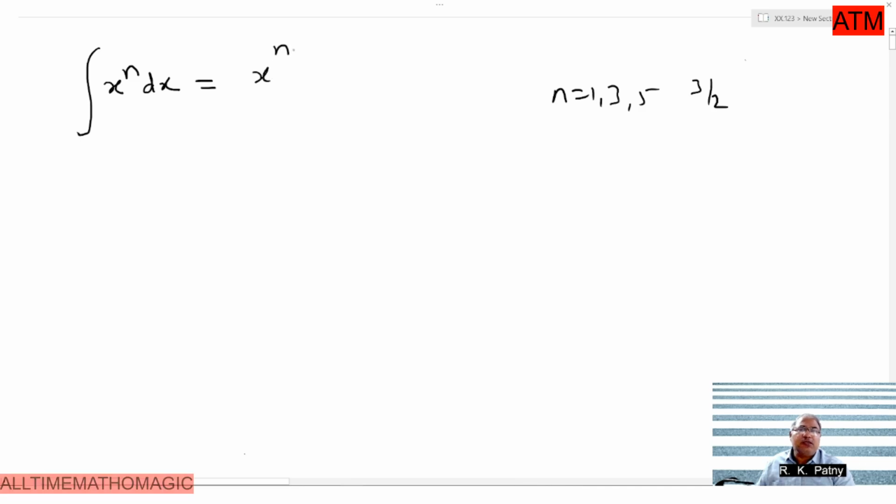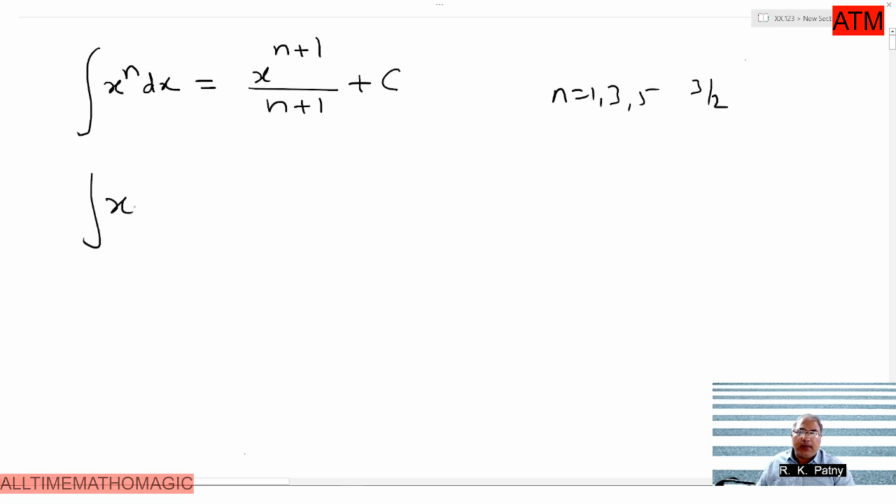The first very basic thing, that is the integration of x raised to n with respect to x. Here n is any number, like n is equal to 1, 2, 3, 4, 5, 3 by 2. It is any number. So integration of x raised to n with respect to x equals x raised to n plus 1 upon n plus 1 plus c.